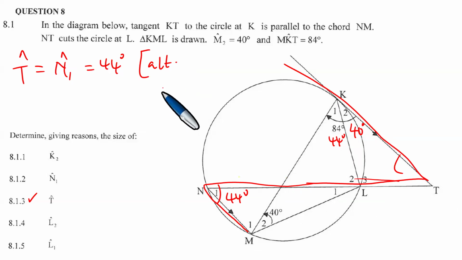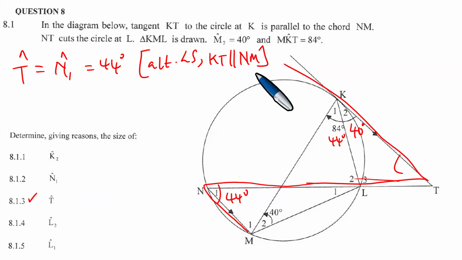Why are they alternate angles? You write alternate angles because they are two parallel lines. What are the parallel lines? The parallel lines are KT parallel to NM. 44 degrees. Hey, just 44 all the time. Just look at these questions and look at the examiners. The K2 is actually 40 degrees.